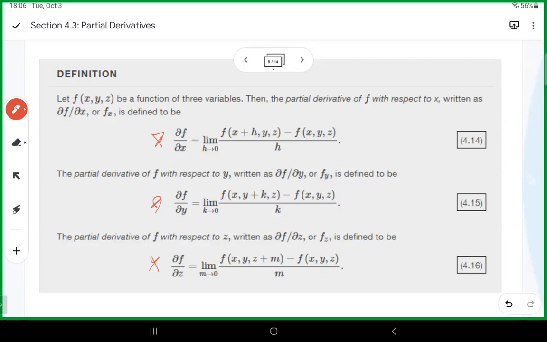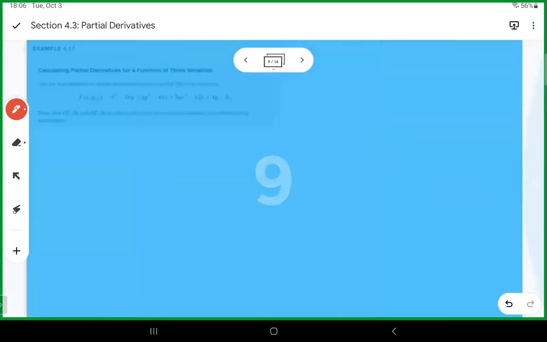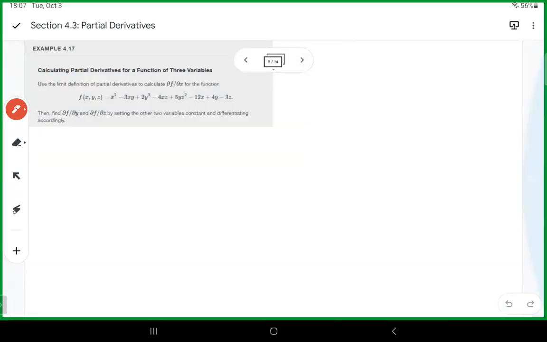Okay, let's go with the next one. All right, so we want to calculate partial derivatives for a function of 3 variables. Use the limit definition of partial derivatives to calculate the following function. Then find with respect to x, y, and z by setting the other 2 variables constant and differentiating accordingly.